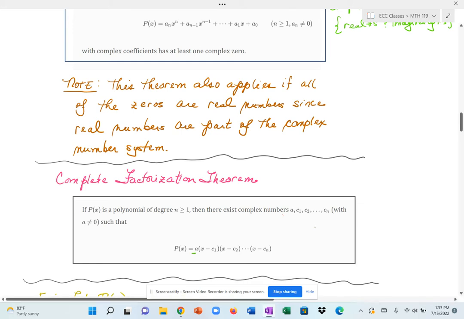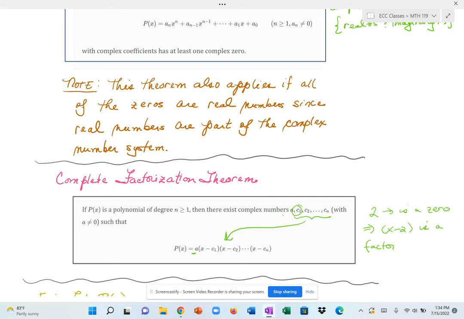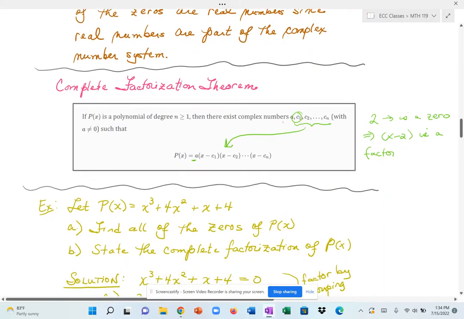What that means is, if these are zeros of your polynomial, then you can write each one as a factor where you put the opposite sign of whatever this number is. So if 2 is a zero of a polynomial, then x minus 2 is a factor of the polynomial. So you can always rewrite it as a product of factors. All right, so we're going to use some of this information.